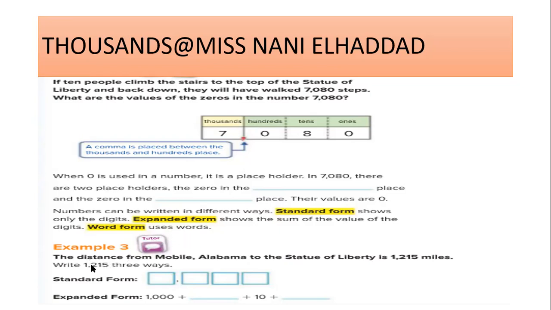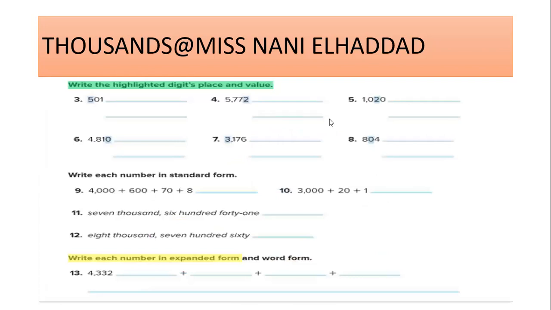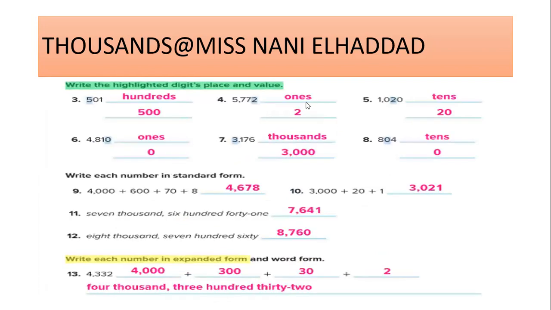This is another question. The distance from Mobile, Alabama to the Statue of Liberty is 1,215 miles. Write 1,215 three ways. So what is the standard form? What is the expanded form? And if you can, draw it also. And I suppose when you post the video, you will see the answers.